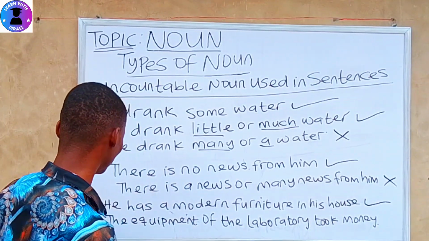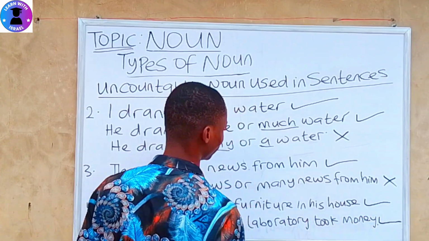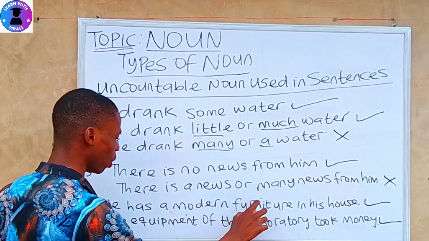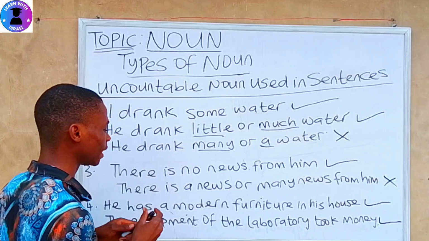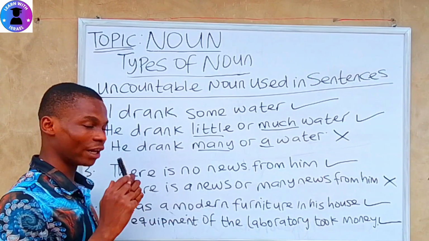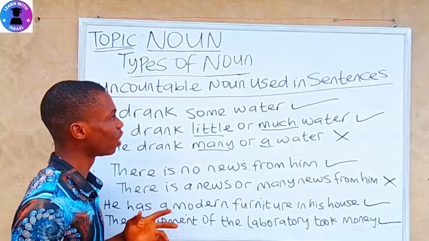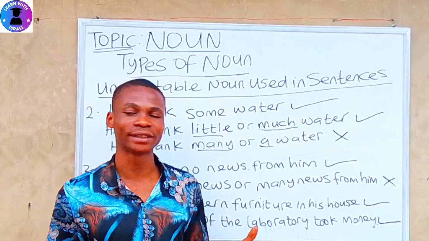So let's check this one. The equipment of the laboratory took money. Yes, it's correct. So avoid adding s to furniture or equipment, and don't add a to equipment or many to equipment, and don't also add a to furniture or many to furniture. So guys, we are done with uncountable noun used in sentences.